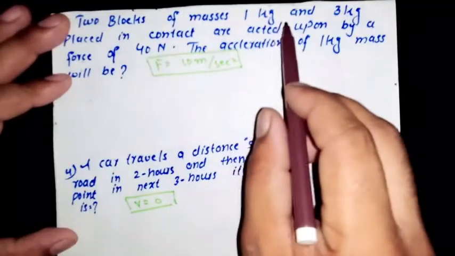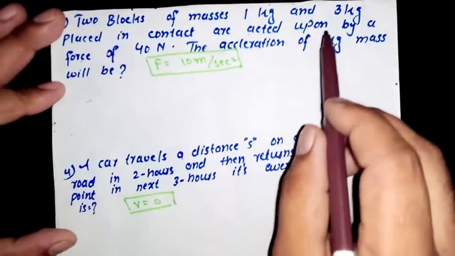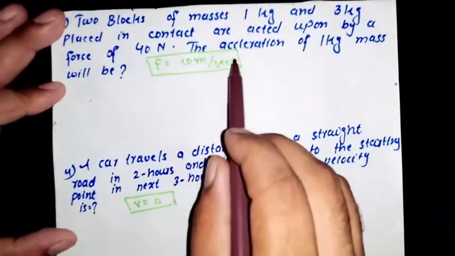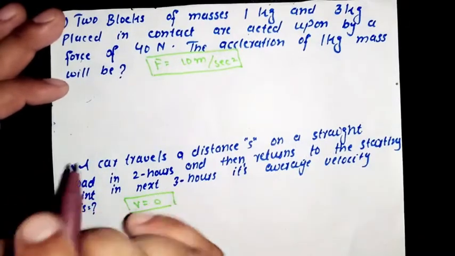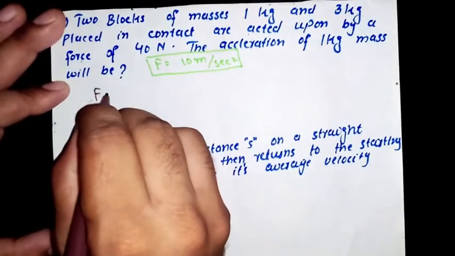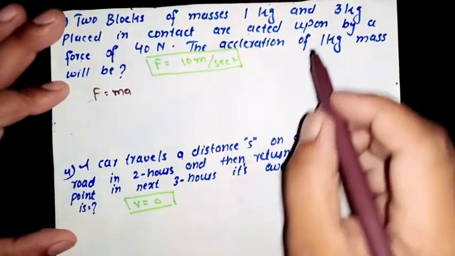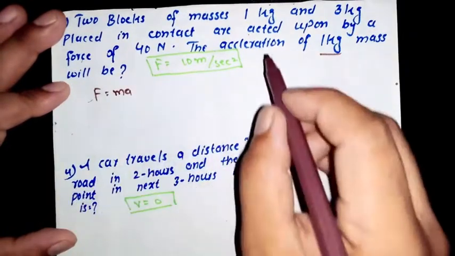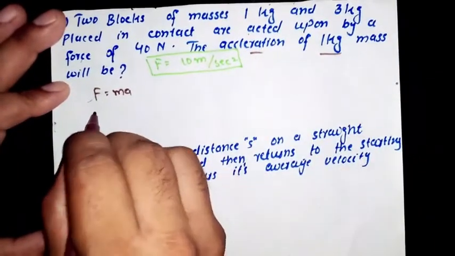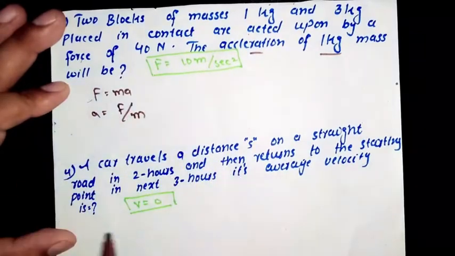Two blocks of masses 1 kg and 3 kg placed in contact are acted upon by a force of 40 Newton. The acceleration of 1 kg will be. We need to find acceleration. For the force we have F is equal to ma in Newton's second law. This 1 kg mass is given just for confusion. We need to find the acceleration. So acceleration is equal to force per mass from this formula.